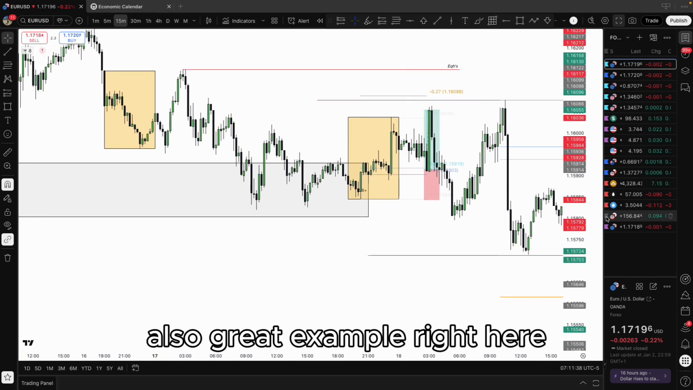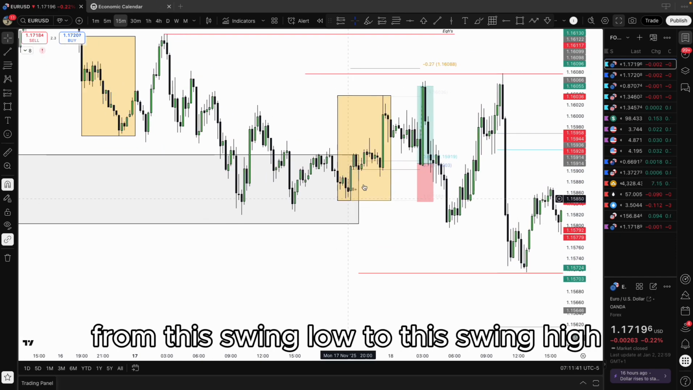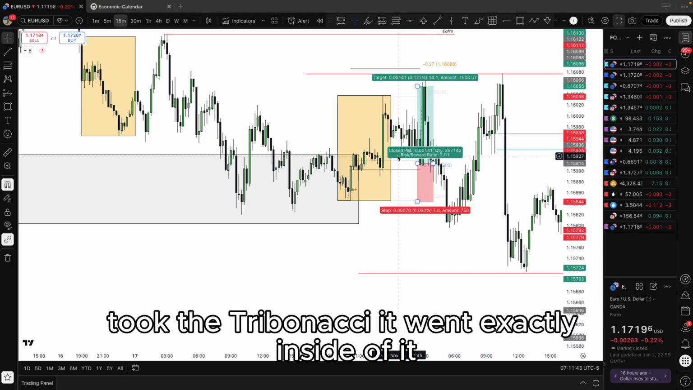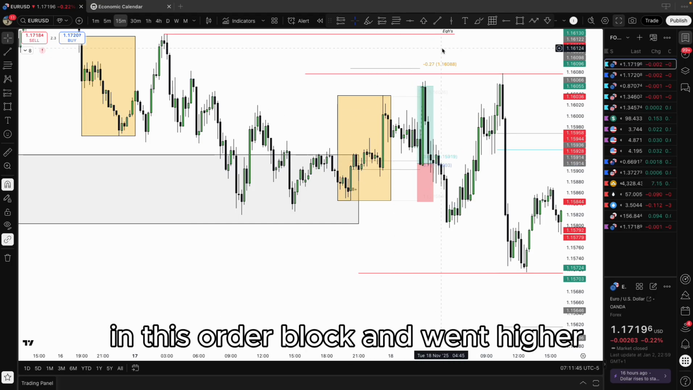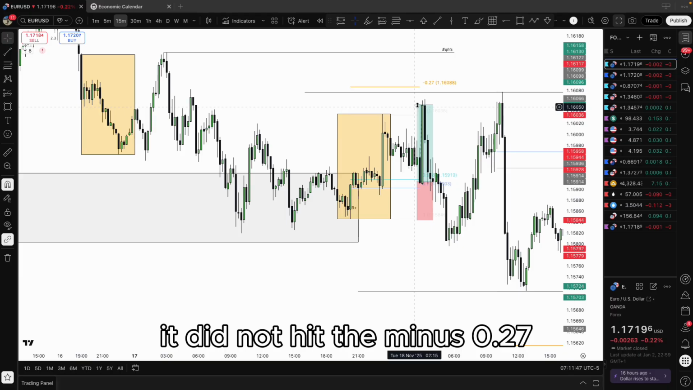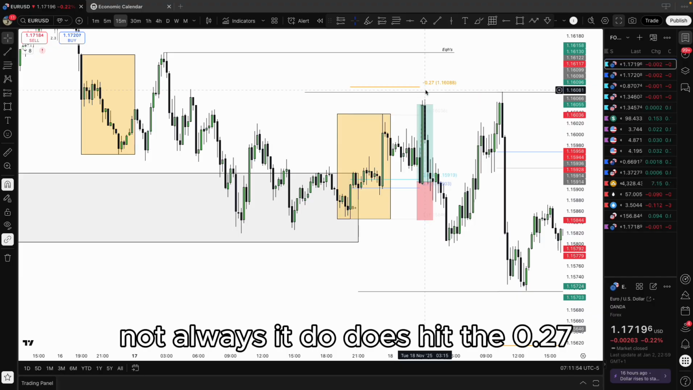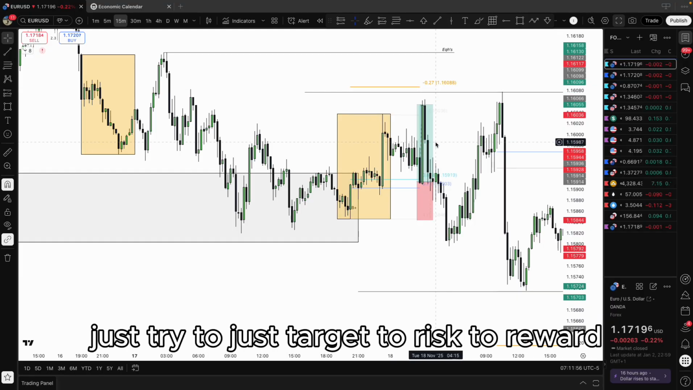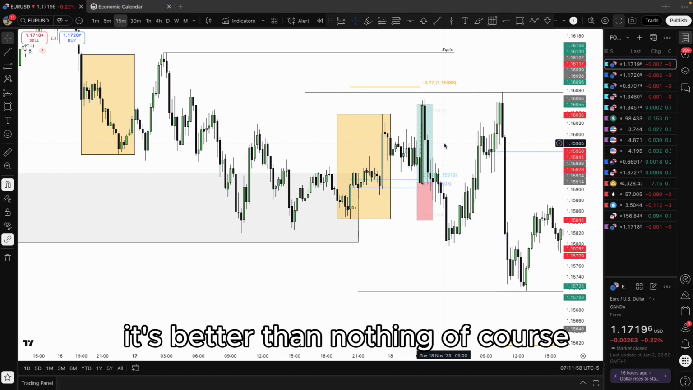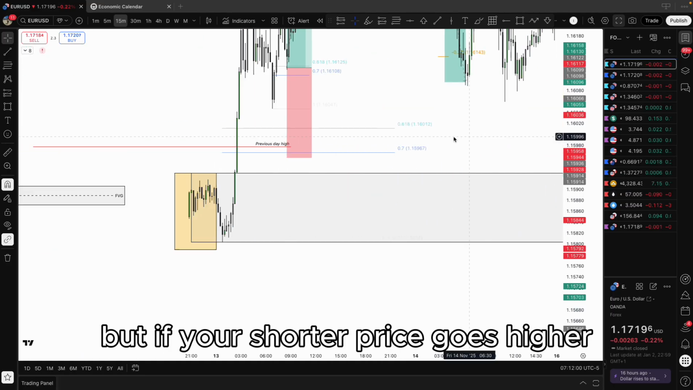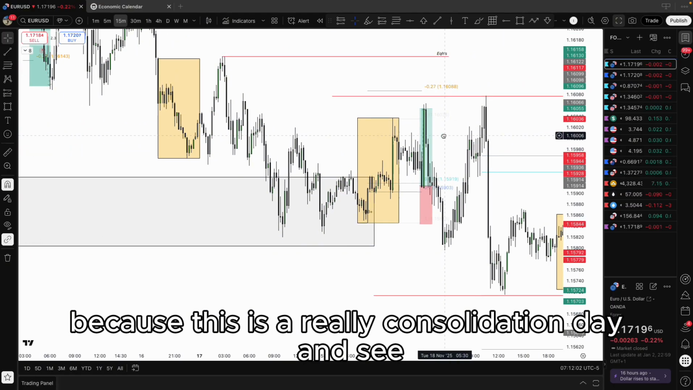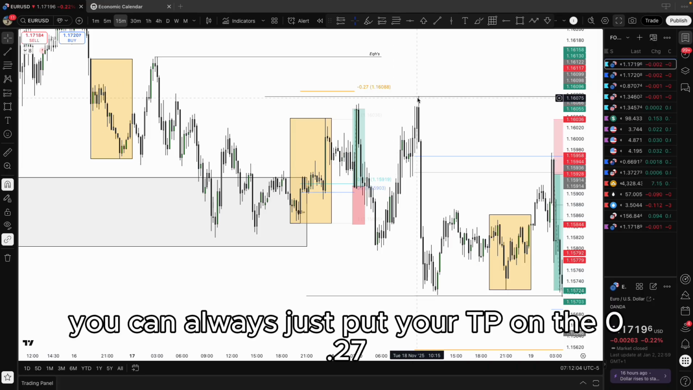Also great example right here, from this swing low to this swing high, took the Fibonacci, it went exactly inside of it in this order block and went higher. It did not hit the minus 0.27. That's what I'm trying to say to you guys. Not always does it hit the 0.27. Just try to target a risk to reward. It's better than nothing, of course. But if you're certain the price goes higher, because this was a consolidation day, as you see, you can always just put your TP on the 0.27.